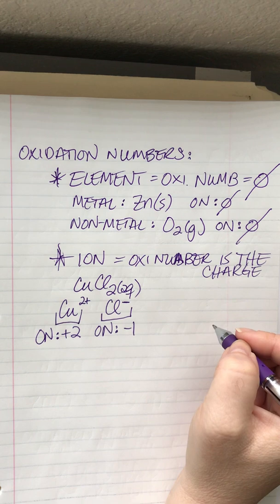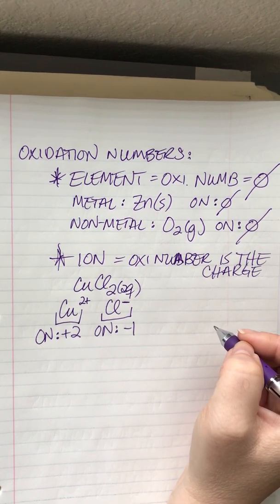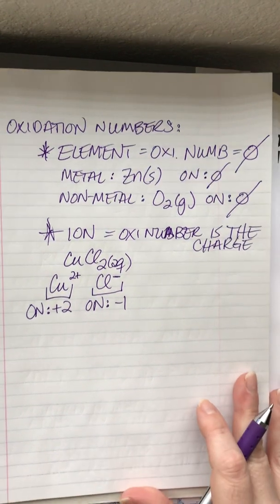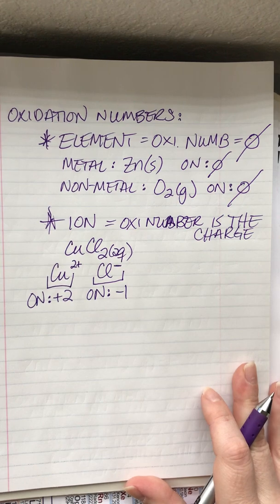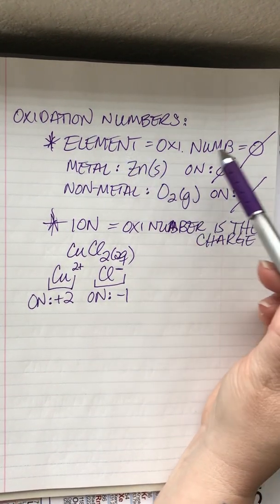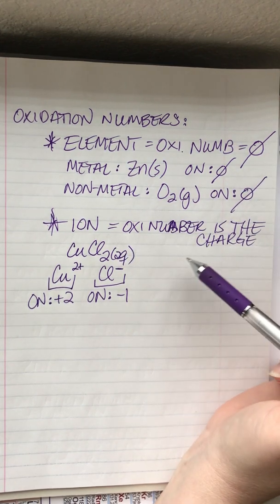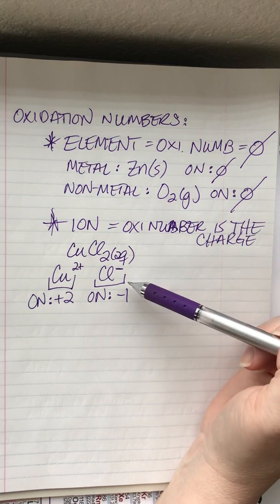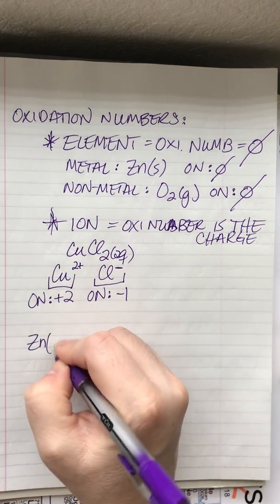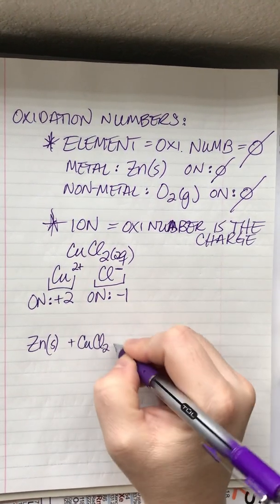Cool. So questions about that? It takes a little bit of practice for it to stick, but this is the basic idea of what we're getting into. Can you repeat that? My internet cut out a little bit. Oh, sorry. So if you have an element, then your oxidation number will always be 0. If you have an ion, the oxidation number is always the charge on the ion, right? So let's return to our chemical reaction, our single replacement.